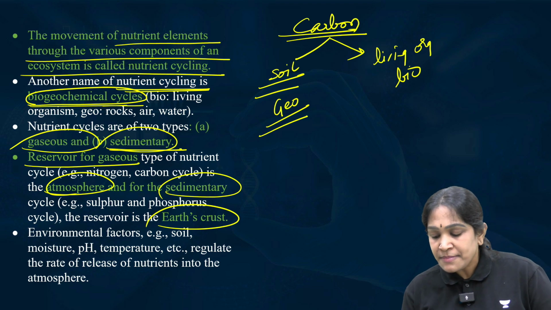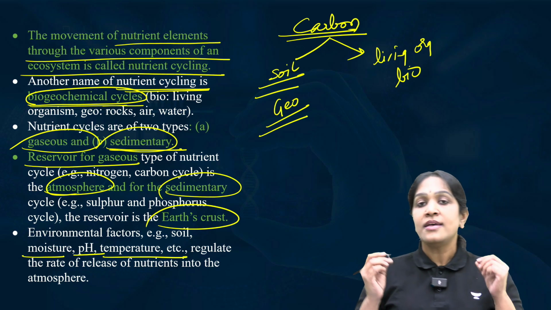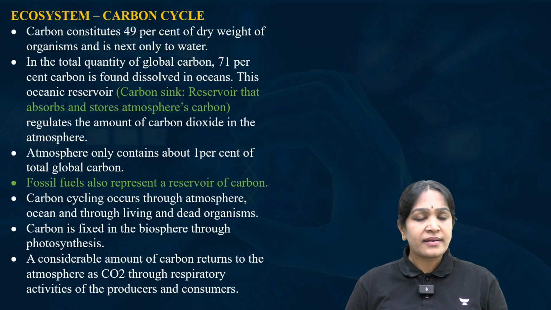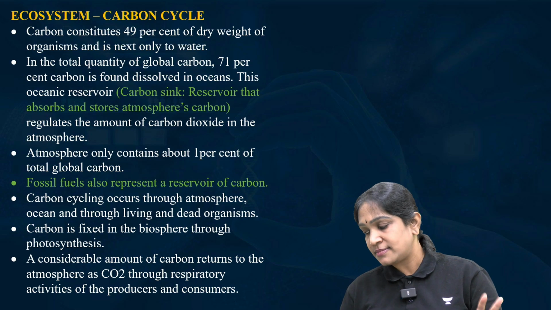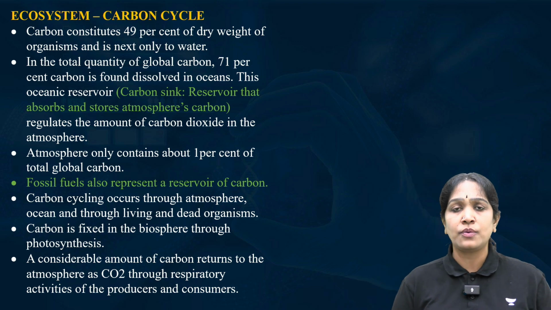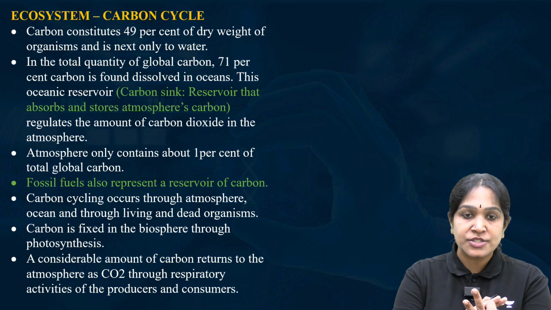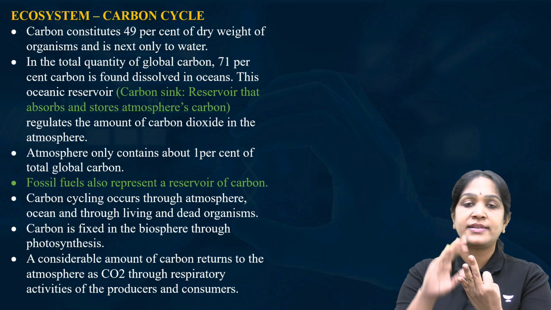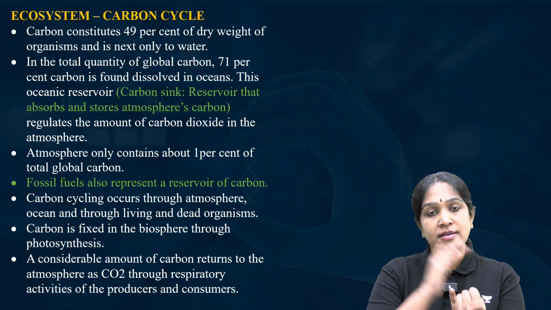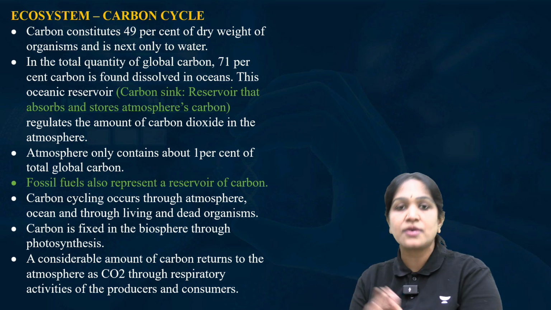The environmental factors like moisture, pH, temperature, etc. will decide the rate of the nutrient cycle. Now, we understood what nutrient cycles are, also called biogeochemical cycles, and there are two types: gaseous cycles and sedimentary cycles. For gaseous cycles, the reservoir is the atmosphere. For the sedimentary cycles, the reservoir is soil.